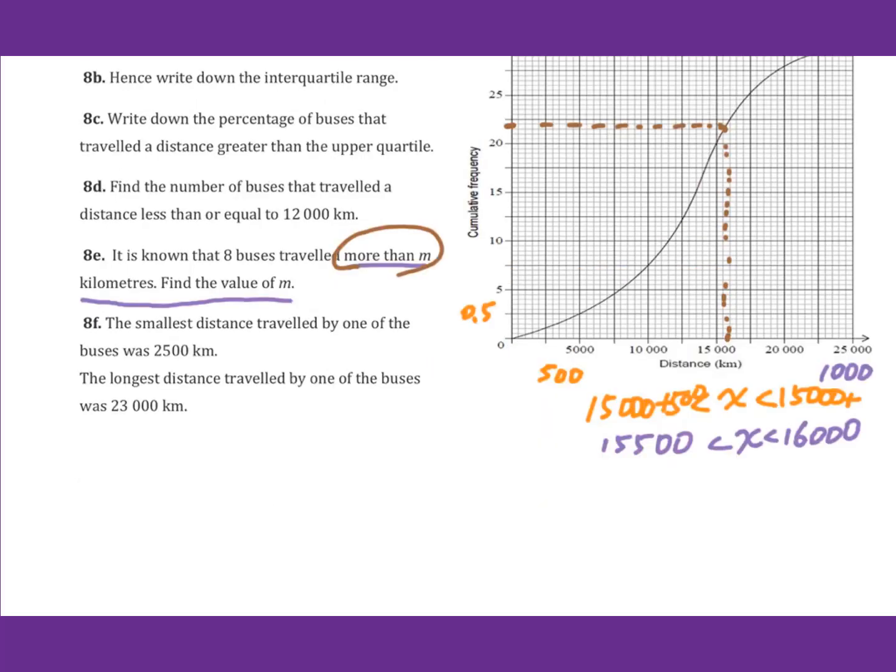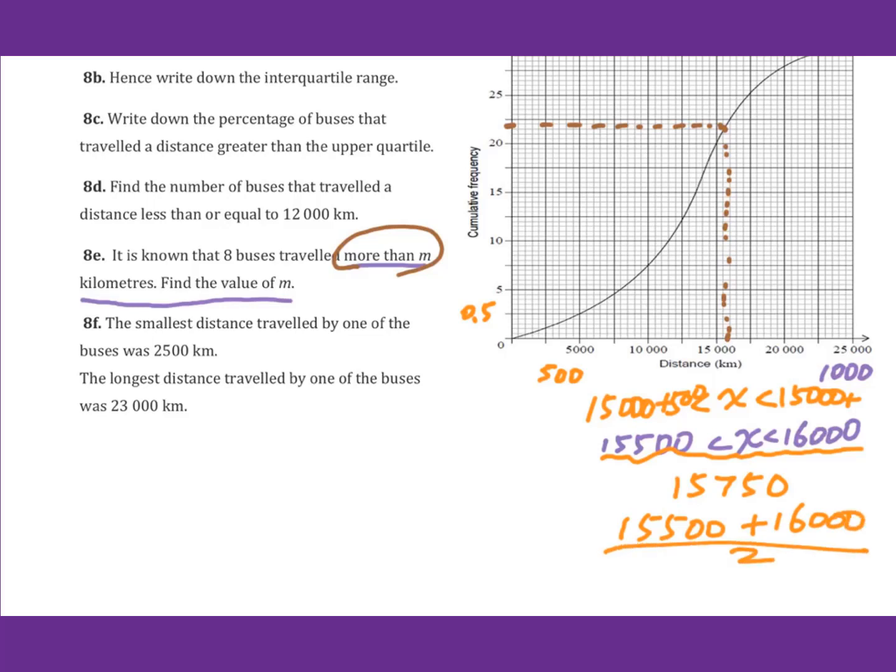Let's choose the middle number, 15750. So when you have the interval, choose the midpoint. That's good enough. You can do this, divided by 2. So that this will be your answer.